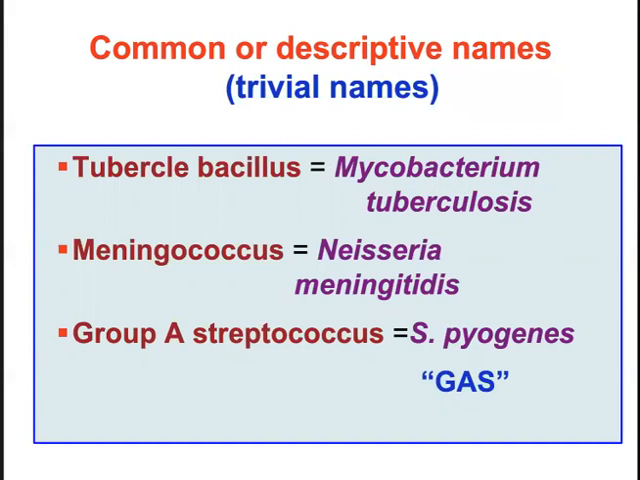Neisseria gonorrhoeae is also known as the gonococcus. And the group A streptococcus, which is specifically Streptococcus pyogenes, we simply know it as or refer to it as GAS. So, shortened, group A streptococcus.